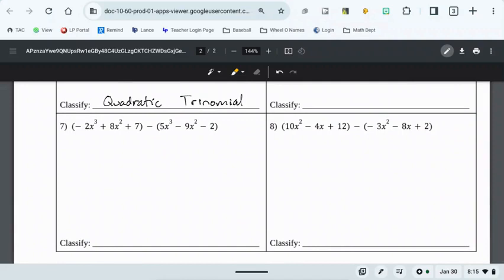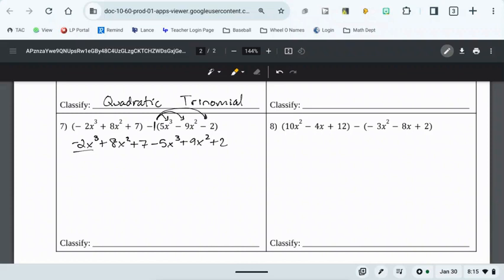All right, let's check out number 7. We'll go down again. So we have that invisible -1. We need to distribute that. So I am rewriting the first polynomial, and then now I'm going to distribute. So -5x to the third plus 9x squared plus 2.